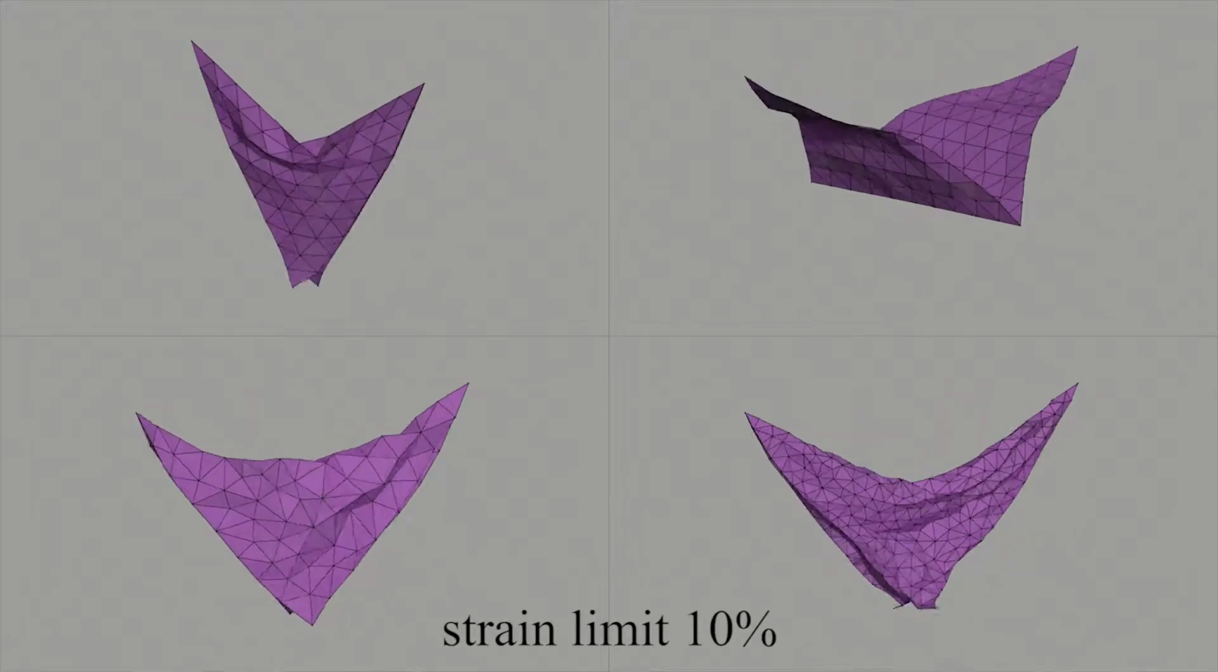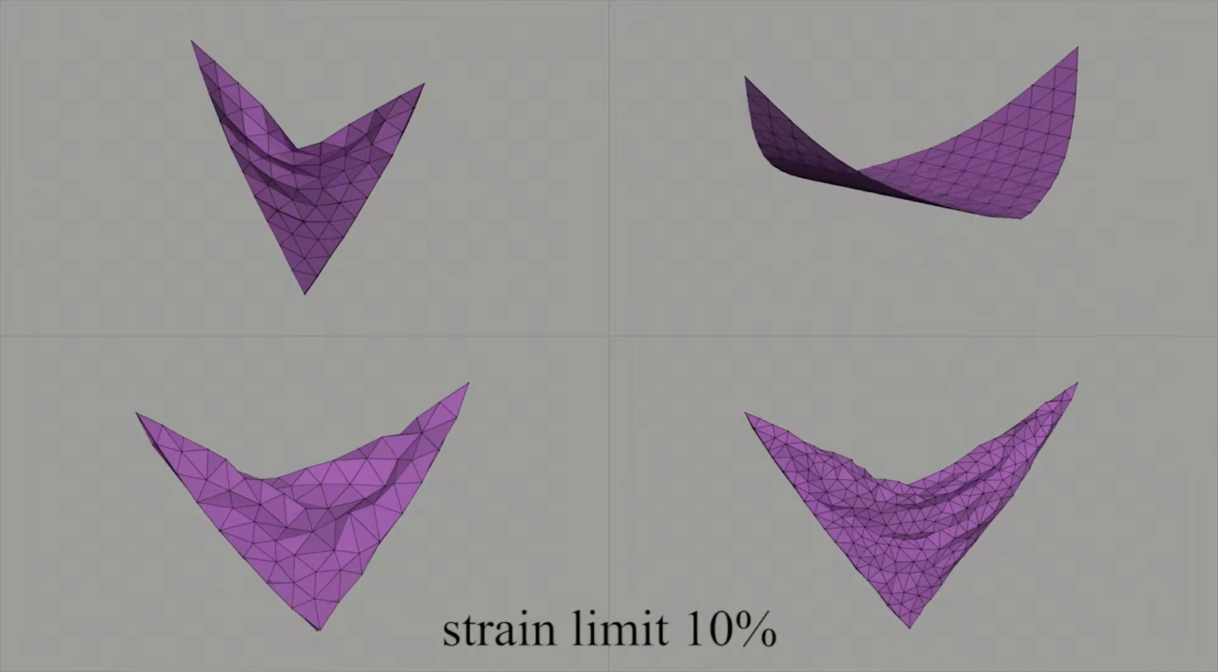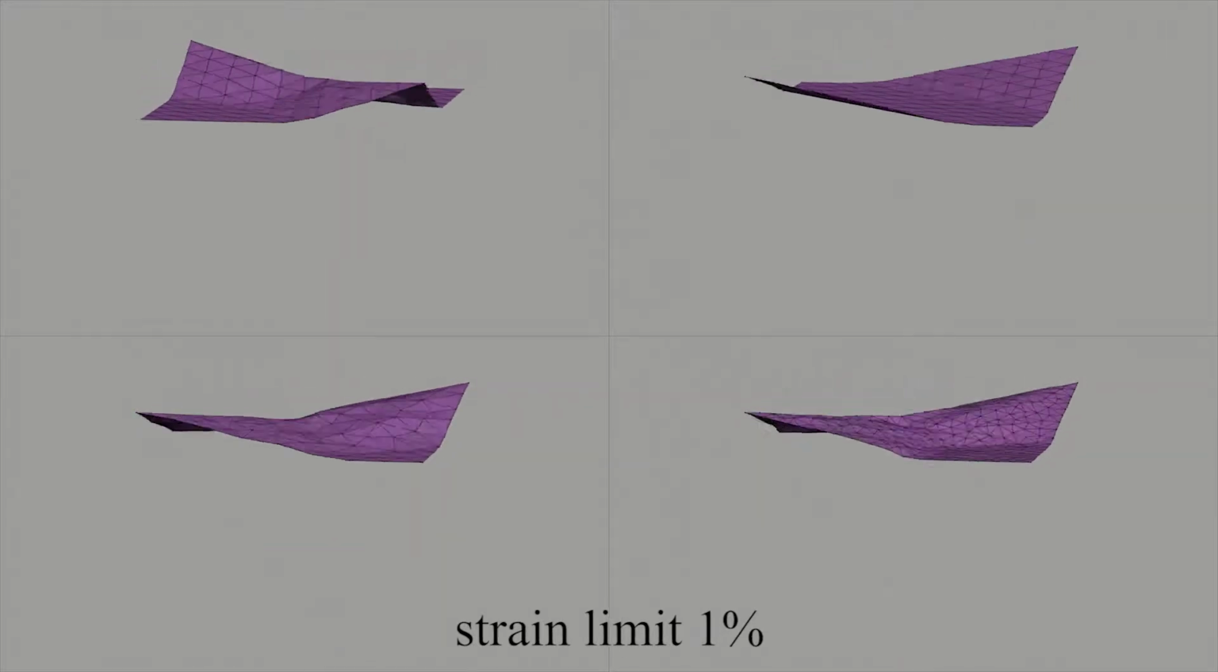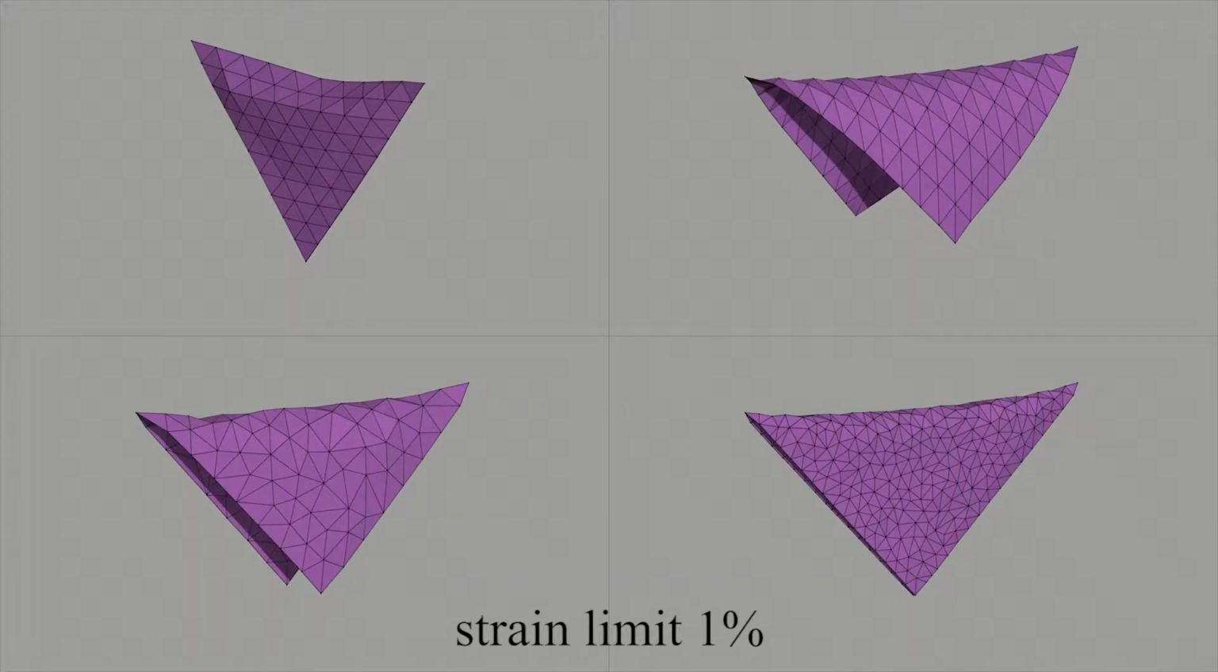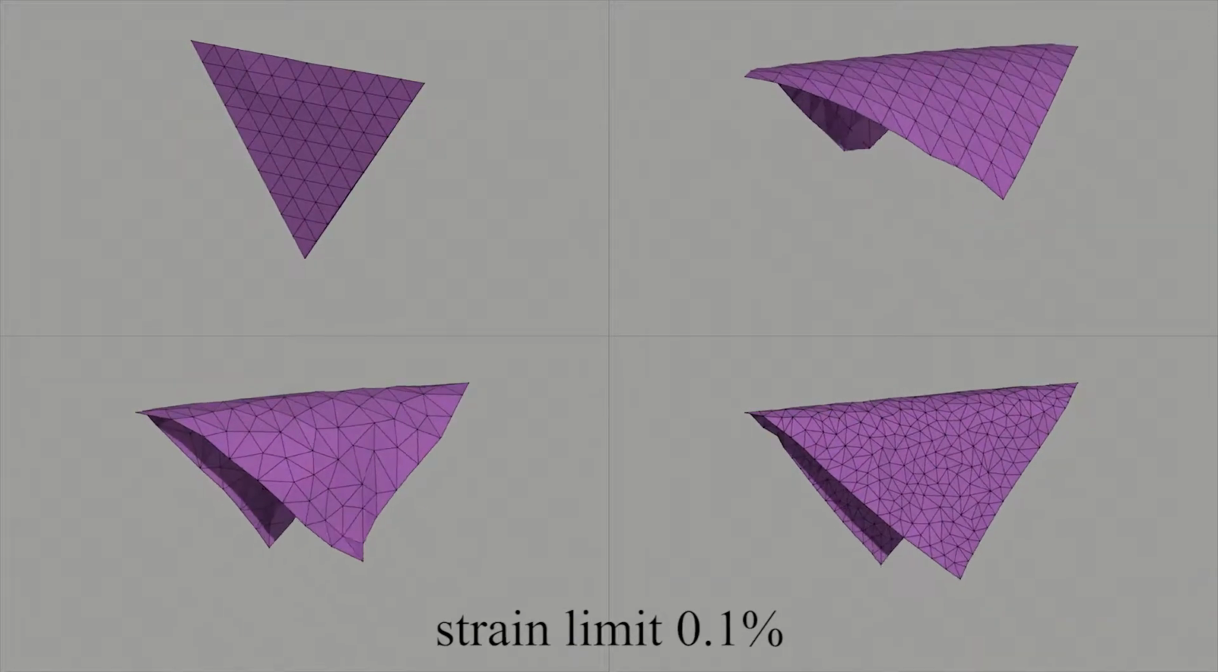One can try to apply strain limiting, but this cannot resolve the problem. With higher strain limit, the cloth sags. With lower and lower strain limits, the cloth locks more and more. Note again that only edge springs are used here.